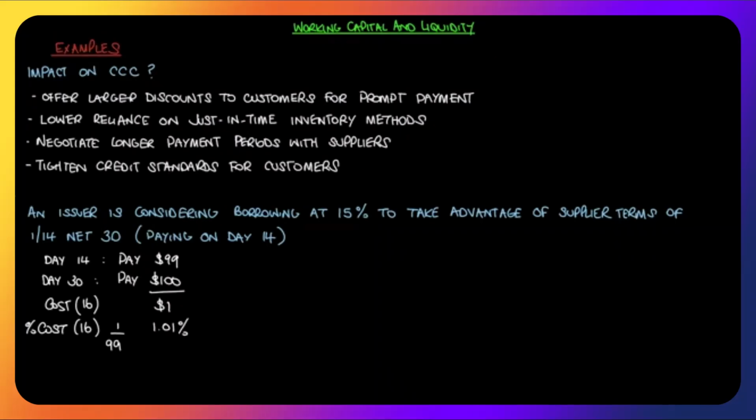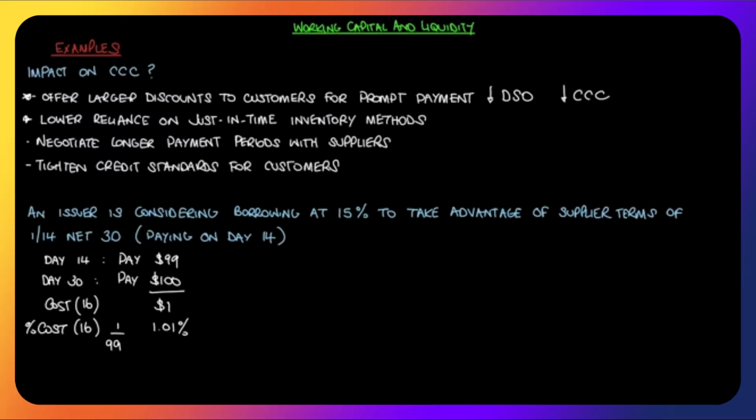Let's look at the impact on the cash conversion cycle of some different choices a firm makes. First of all, the firm is going to offer larger discounts to customers for prompt payment. The idea there, customers are going to pay quicker. If they're going to pay quicker, that should reduce your days of sales outstanding. If you reduce your days of sales outstanding, you should shorten your cash conversion cycle.